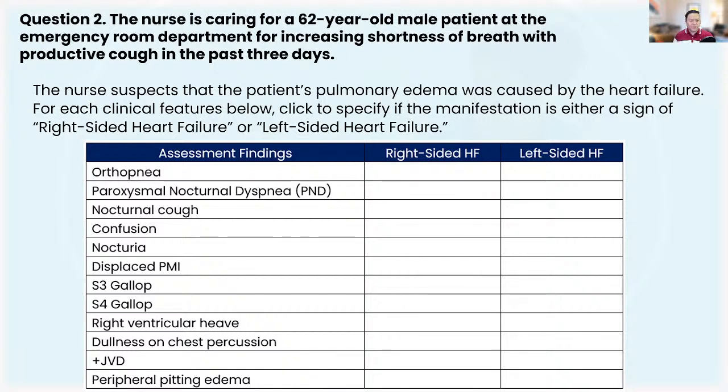So what about orthopnea? What do you think about that one? Orthopnea basically is the difficulty of breathing when the patient is in a flat position, lying flat position, and the patient will definitely need to sit upright and probably will end up leaning forward on a table in order to catch their breath. So what do you think about the orthopnea? Does it belong under the right-sided heart failure, or is it in the left-sided heart failure?